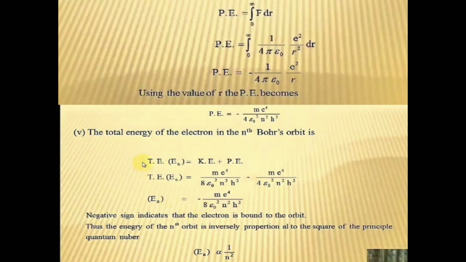The negative sign indicates that the electron is bound to the orbit. Thus, the energy of the nth orbit is inversely proportional to the square of the principal quantum number. So, after taking out all constant terms, we can write En is inversely proportional to n square, that is, En is directly proportional to 1 upon n square, where n is the principal quantum number and En is the total energy of electron in the nth orbit.